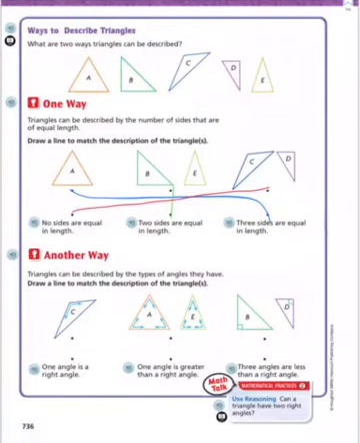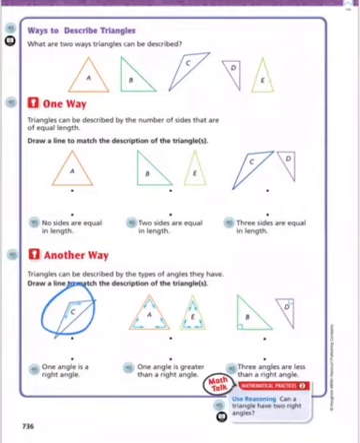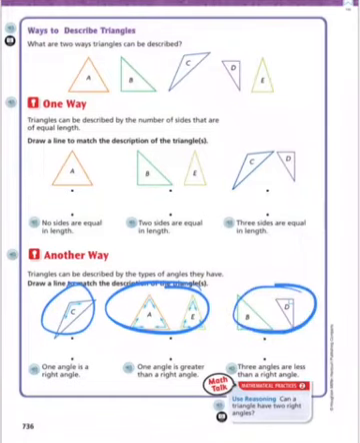Okay, now we're going to move to another way. And another way, instead of looking at lengths of sides, is going to look at the angles that these guys have. Okay, so again, we'll do the same thing, very similar. We're going to draw a line from the group of triangles, which is C, A and E, and B and D, down to the description.